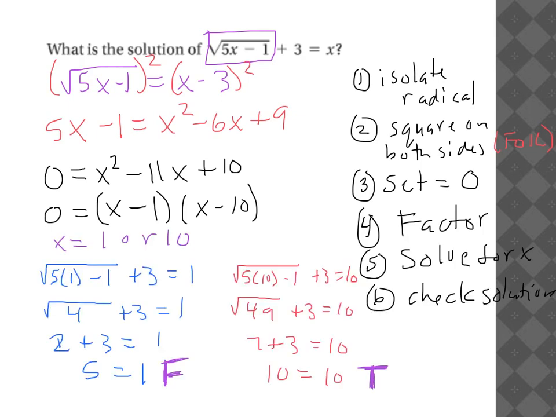So you should have gotten x to equal 1 or 10, and then you check both solutions. When you put 1 back into the original, you get 5 is equal to 0, so that would be false. When you put 10 back in the equation, you get 10 is equal to 10, so that's true. So my only answer here would be x is equal to 10.